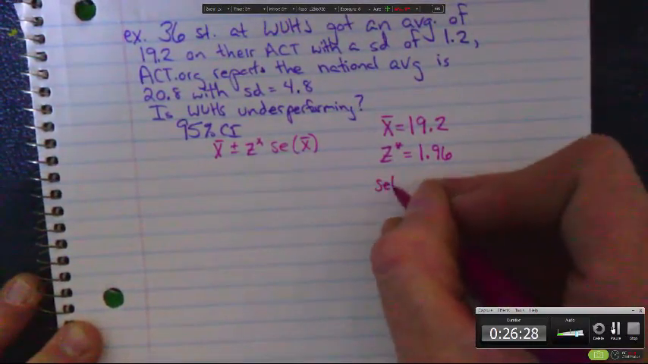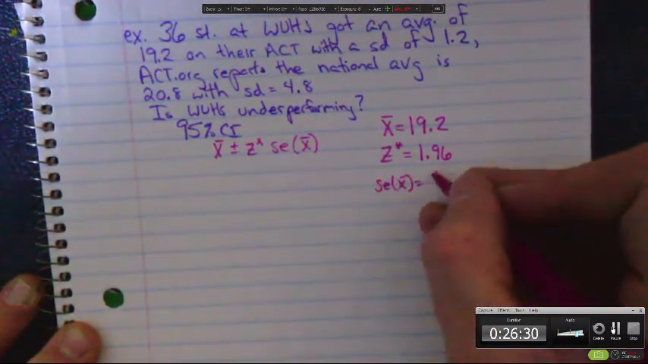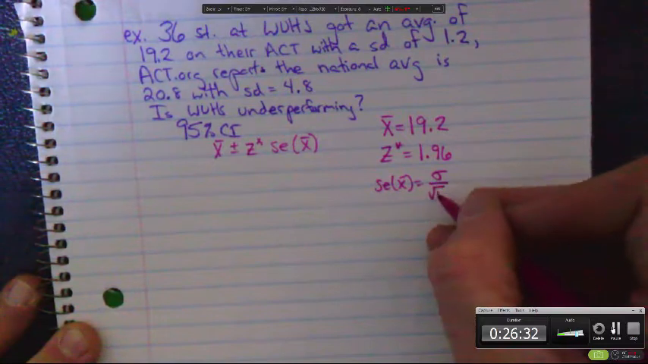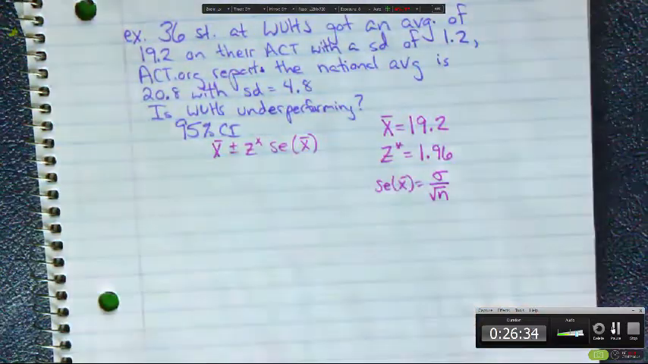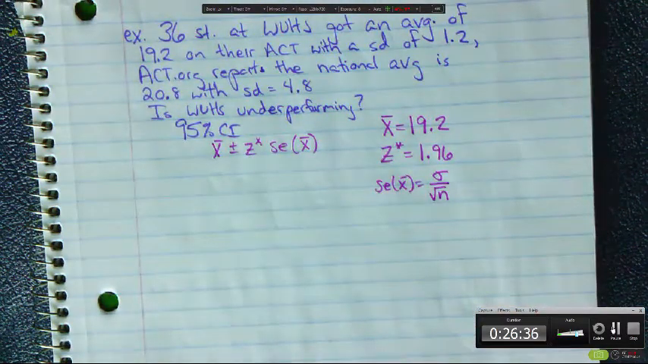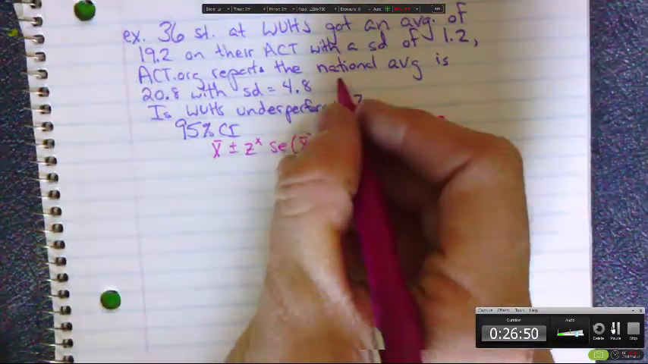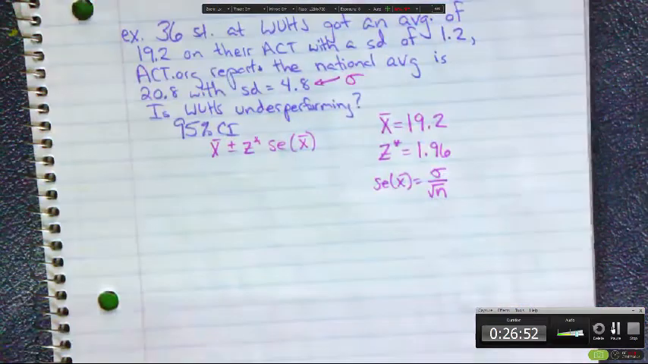The standard error of x bar is population standard deviation divided by square root of n. Now, our 36 students had a standard deviation of 1.2, but ACT.org tells us the national standard deviation is 4.8. That's the better one to use. It's the national, which represents the entire population. So if you know the entire population, it's better to use that.